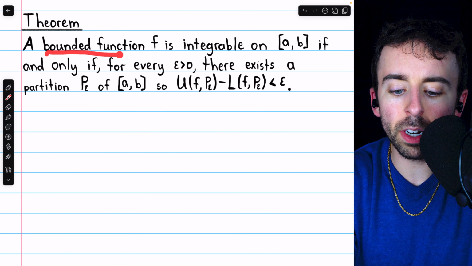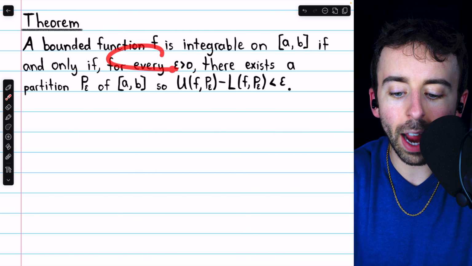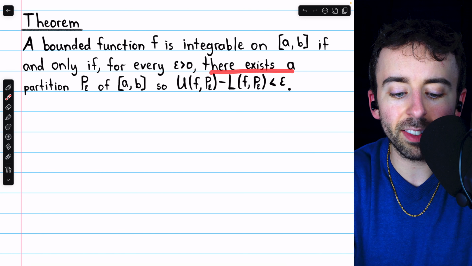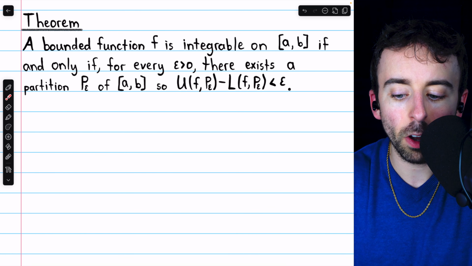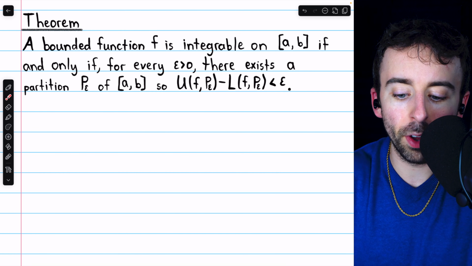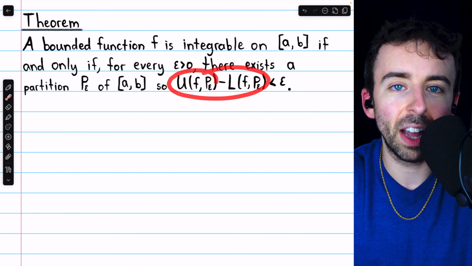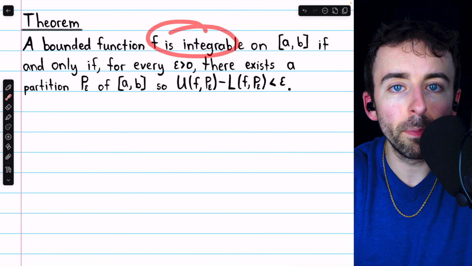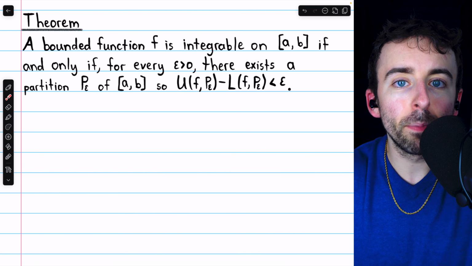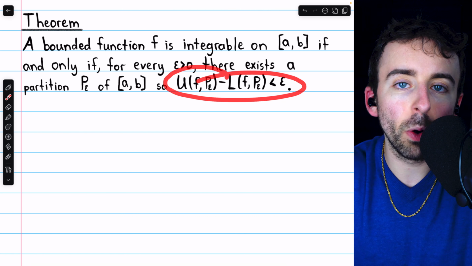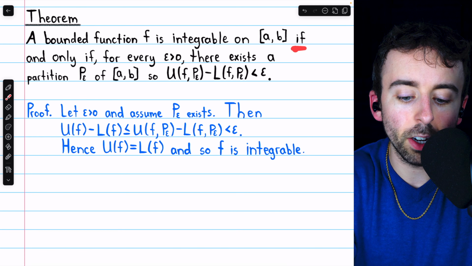We're going to prove that a bounded function f is integrable on a closed interval from a to b, if and only if, for every epsilon greater than 0, there exists a partition P epsilon of that interval so that the upper integral and lower integral are within epsilon of each other. Recall that we know the upper integral is at least as big as the lower integral, which is why we don't need absolute value bars here. Remember, a function being integrable means that the upper and lower integrals are equal. This is just a different way of capturing that by showing that we can make the upper and lower integrals arbitrarily close. As an alternative definition, note this is an if and only if statement.